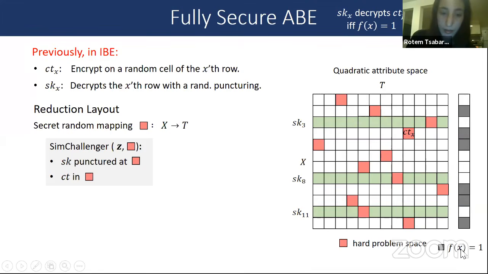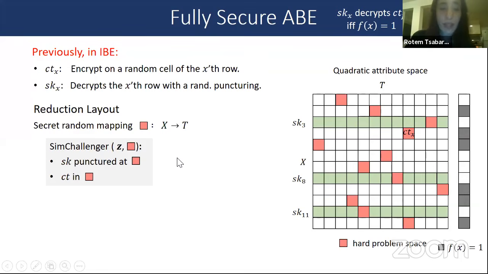So we want every ciphertext to be associated with some function. And then for correctness, the decryption mechanism that we want is that as long as the secret key is on any of the gray rows, then it should be possible to decrypt the ciphertext.